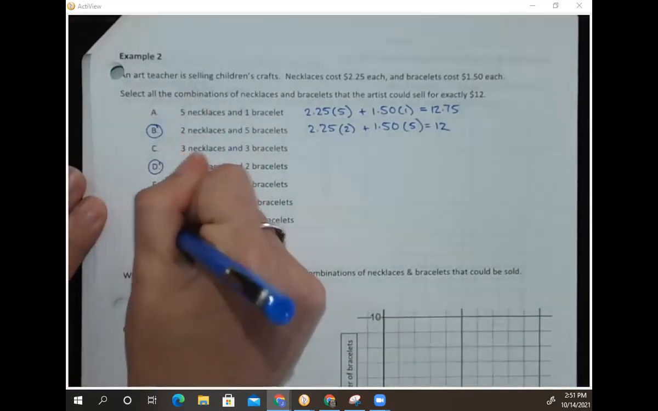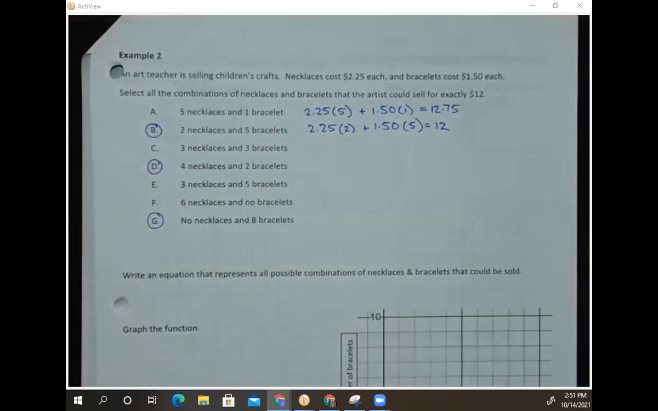G was an option. Anything else? Nope, those three were it.